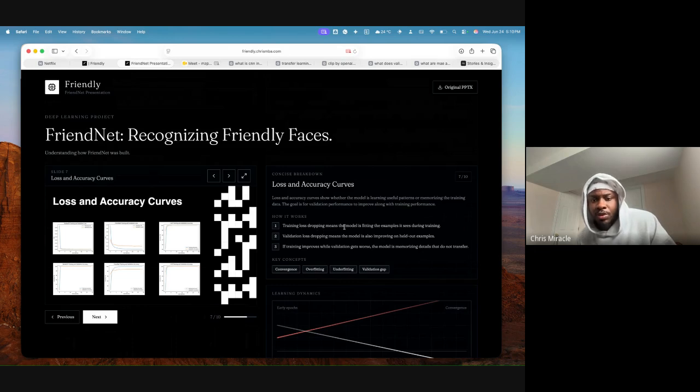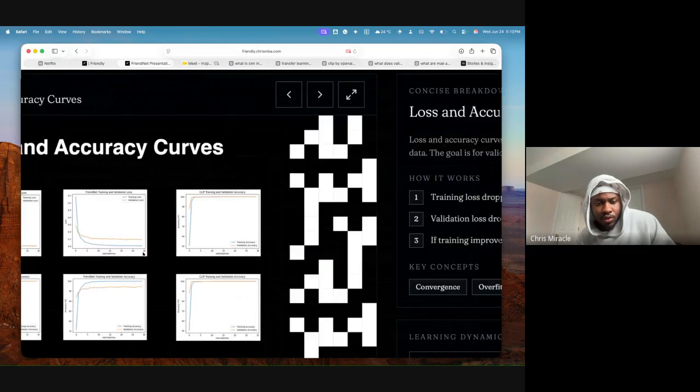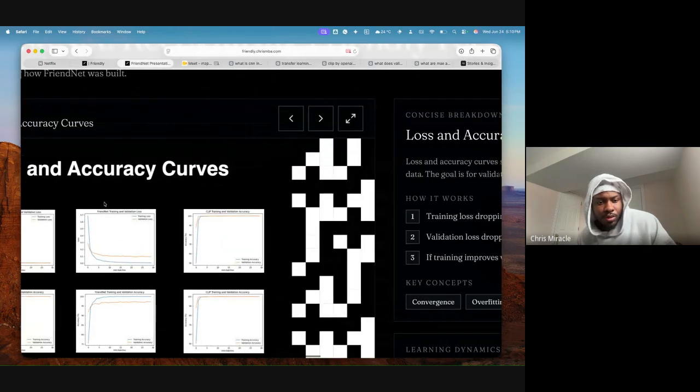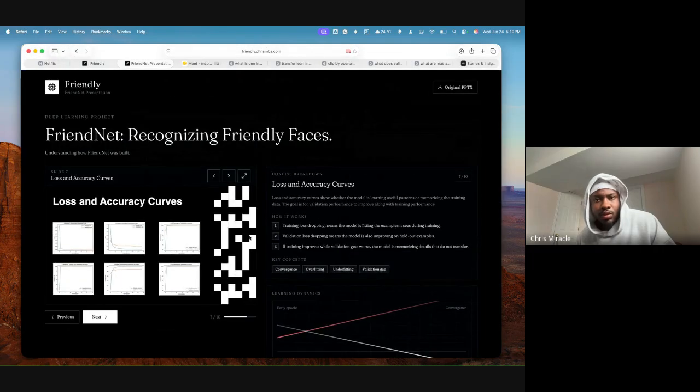Training loss dropping means the model is fitting the examples it sees during training. Validation loss dropping means the model is also improving on held-out examples. And if training improves but validation doesn't, guess what? The model is memorizing things that do not matter. So from this, you can see the model did a good job. And if you zoom in, you can get this from here.